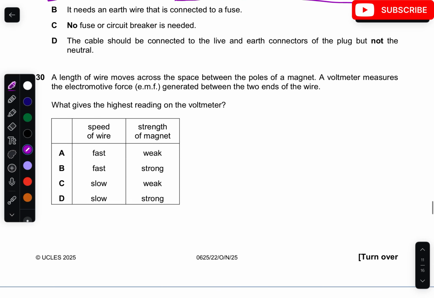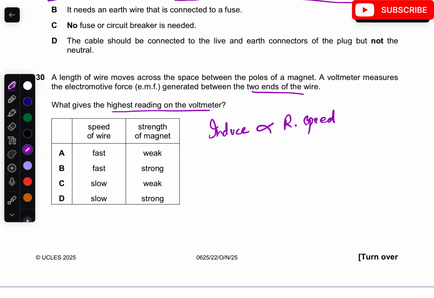Question 30. A length of wire moves across the space between the poles of a magnet. A voltmeter measures the electromotive force generated between the two ends of the wire. What gives the highest reading on the voltmeter? The induced EMF is directly proportional to relative speed. It is also directly proportional to the strength of the magnet.